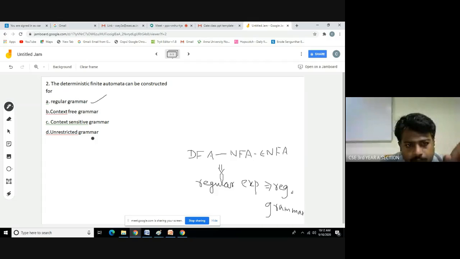Once people are going to construct a finite automata, you must know about the regular grammar. So in this, the correct answer is regular grammar, not context-free grammar. Context-free grammar is accepted only for the pushdown automata. Context-sensitive grammar is also not applicable, and unrestricted grammar is also not applicable. Unrestricted grammar is only applicable for your Turing machine. Context-free grammar and context-sensitive grammar apply only to the pushdown automata. This is one of the questions they may ask in GATE, so try to remember.